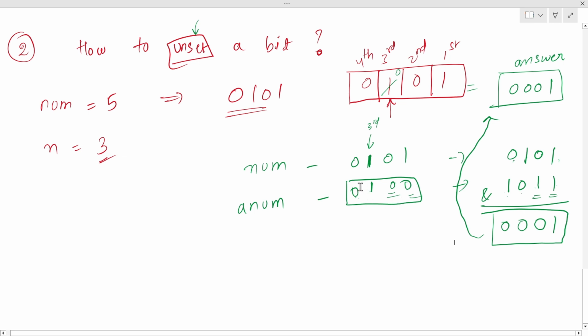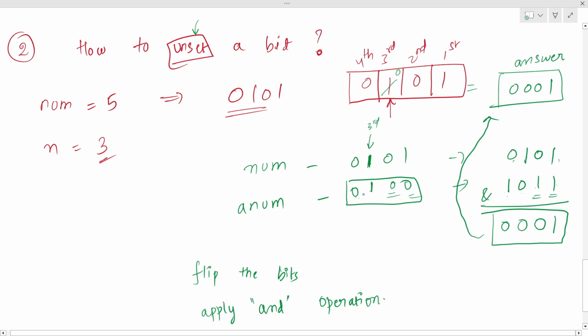What we are doing, we are applying an AND operation, but we are flipping all the bits. Flip the bits, apply an AND operation. Now why are we doing this? You might be getting a question.